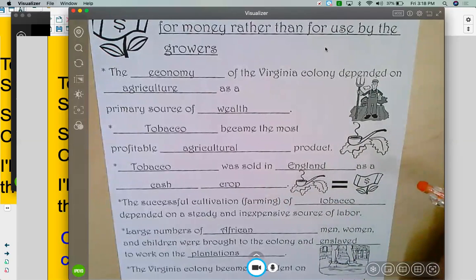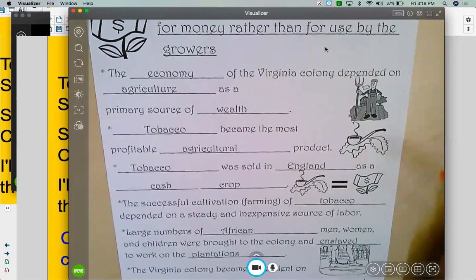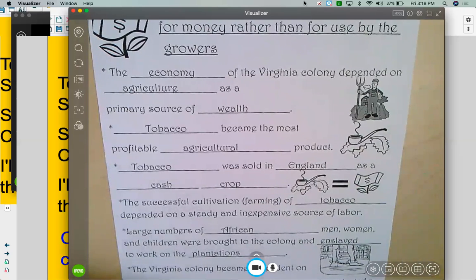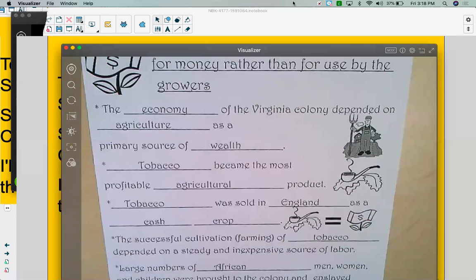So you will watch the video of the PowerPoint recording and you will fill in the blanks from the PowerPoint. Make sure you write neatly so that your teacher can read your handwriting.